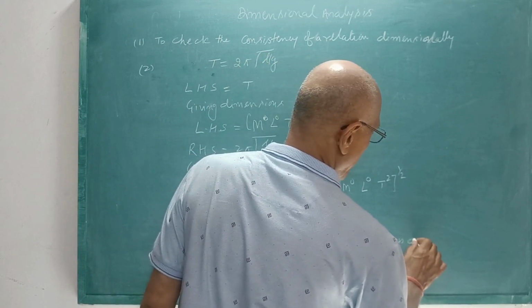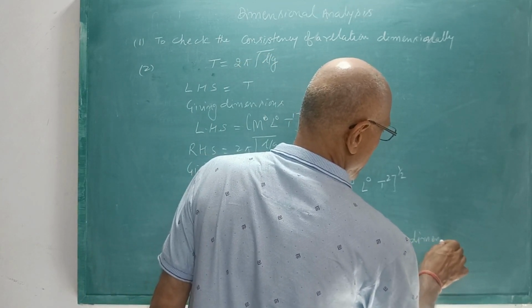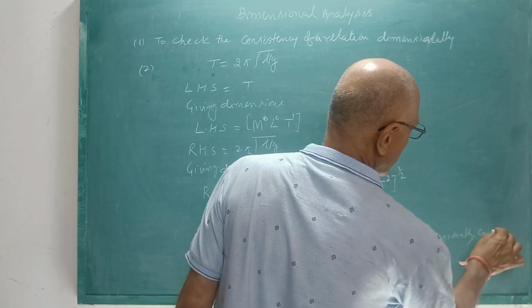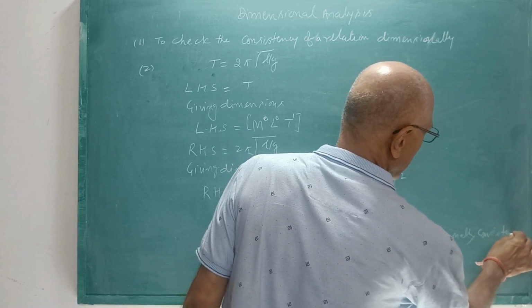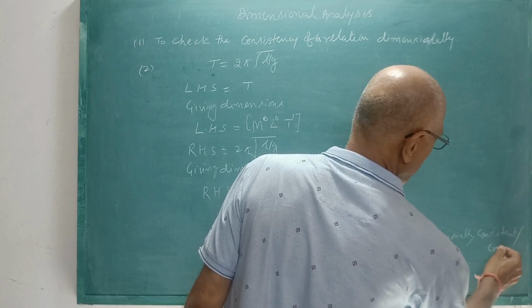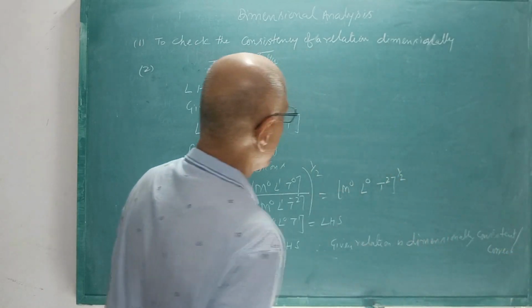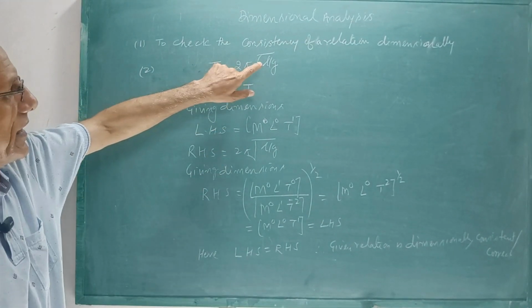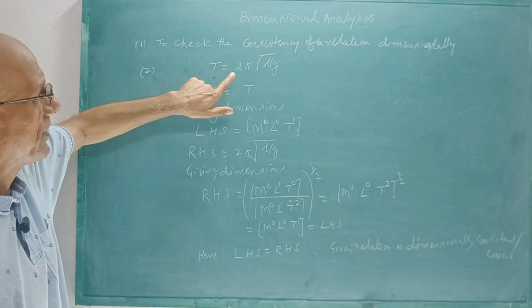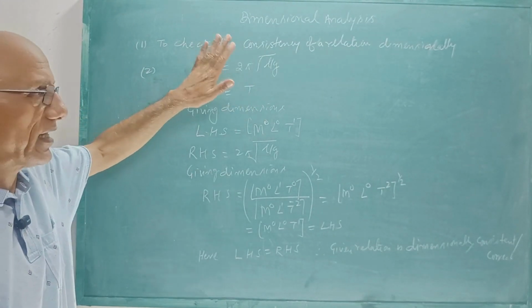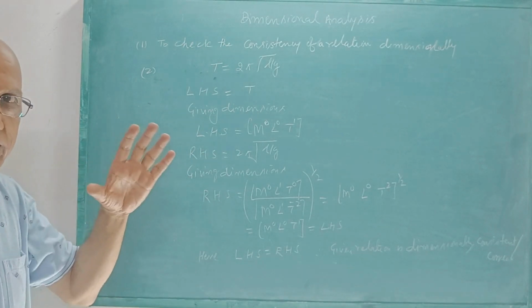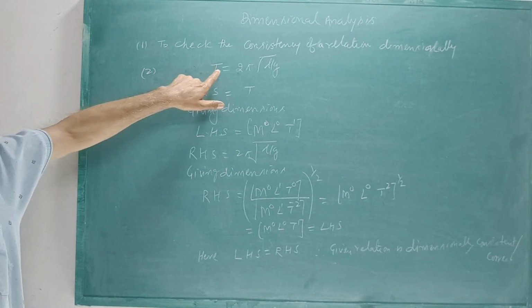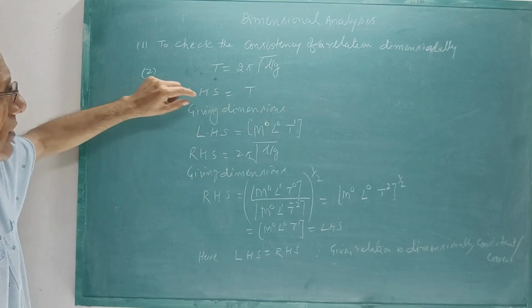Therefore, the given relation is dimensionally consistent or correct. So we can only check dimensionally whether this relation is correct. If it is written 3, then we cannot check. This is the limitation of dimensional analysis. We will discuss it later also.